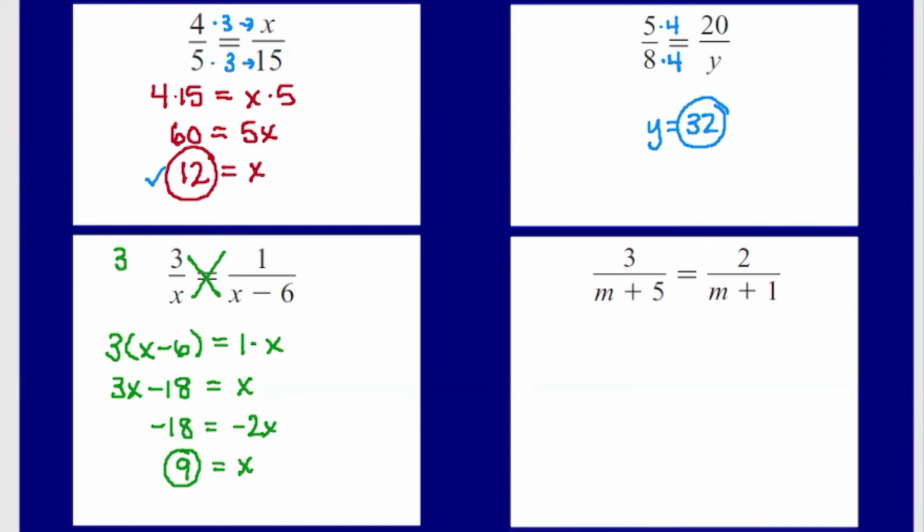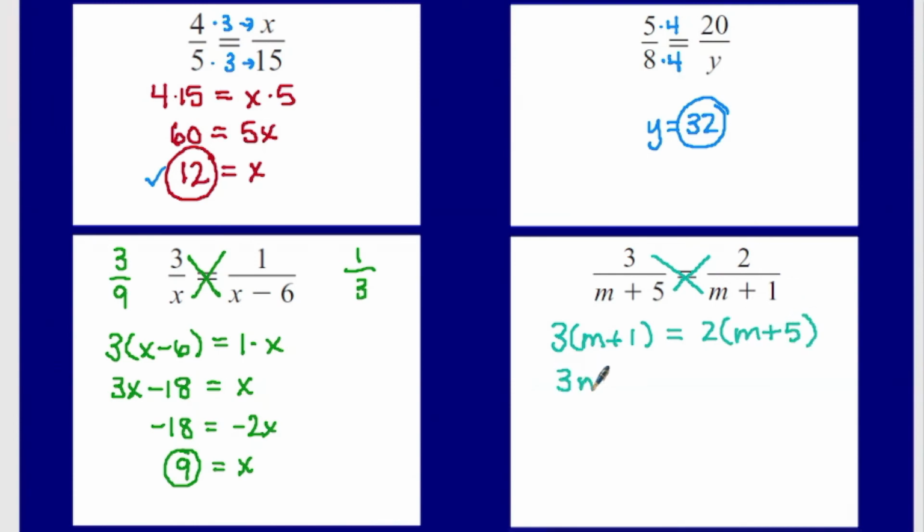Let's check that out. 3 over 9 compared to 1 over 9 minus 6. Yes, those are equal ratios. 3 over 9 and 1 over 3 are both 1/3. One more just for practice. 3 times m plus 1 and 2 times m plus 5. Remember that those are always set equal to one another. This doesn't stop being an equation.